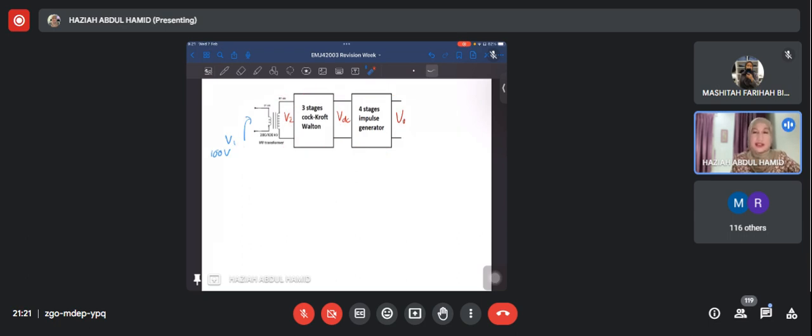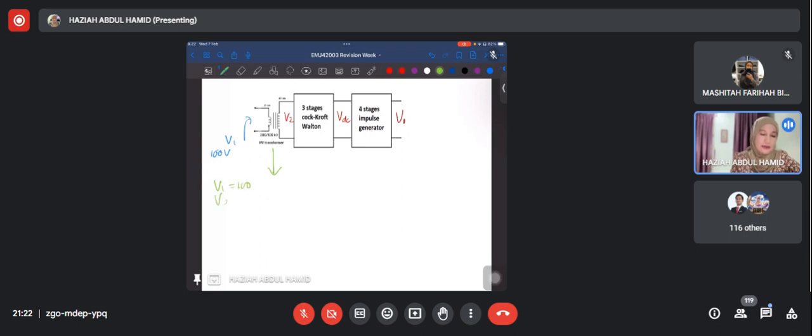Of course saya nampak kat sini ada benda yang duplicate lah. Input tu akan jadi output, dan akan jadi input untuk another stage kan. Right, so let's look one by one lah. Dekat stage ni, since saya ada V1 ataupun V primary. Tadi saya dah guna V1 dengan V2 kan, okay lah, guna V1. So V1 saya adalah 100 volt.